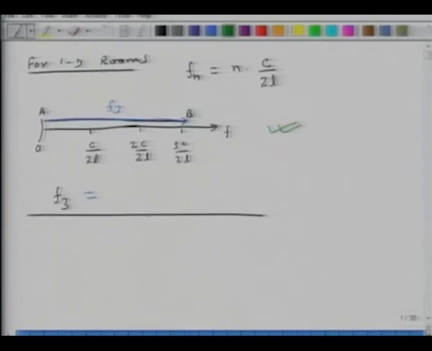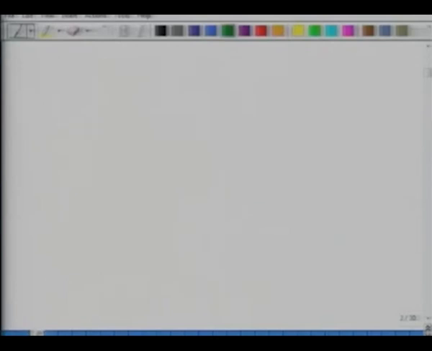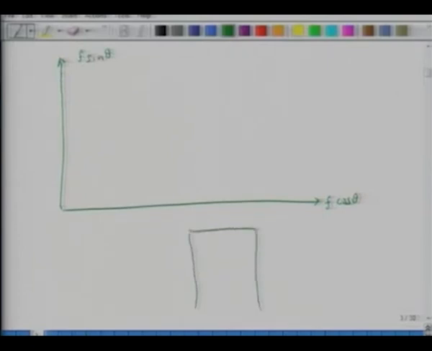We'll represent similarly in 2D space the frequency of a two-dimensional room, and we do it in this way. So I have an x and a y coordinate system. On the horizontal axis, I am plotting f of cosine theta, and in the vertical direction, I am plotting fy sine of theta, where theta, as we had explained in earlier class, is the direction of the incident wave. This is my x-axis in a room, this is my y-axis in a room, theta is the angle of incidence.